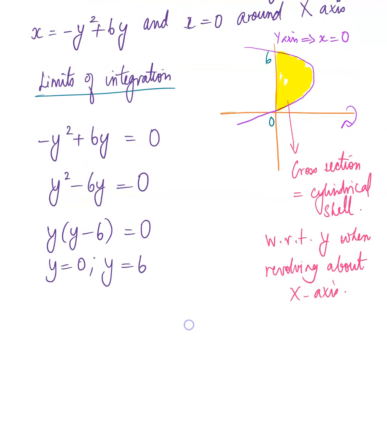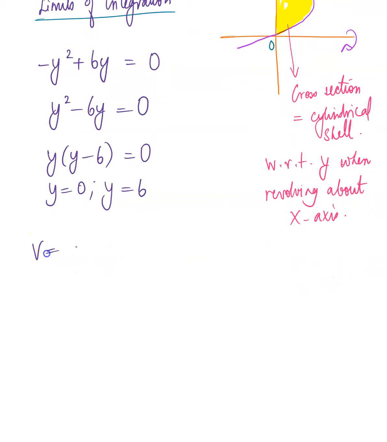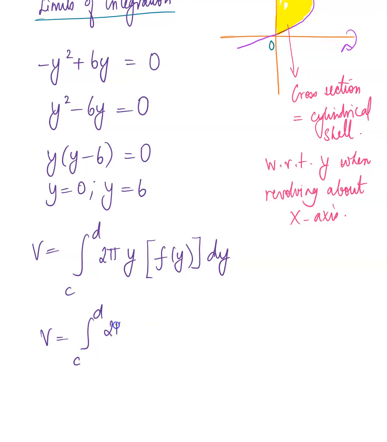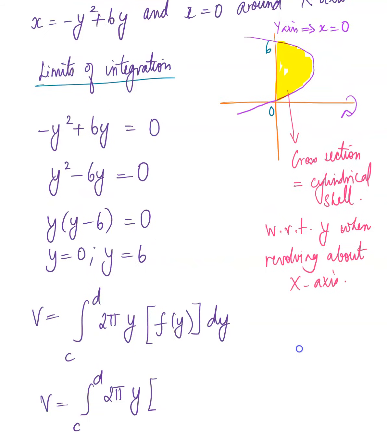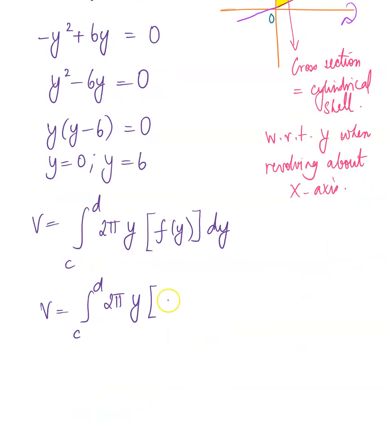That means we will now have the shells going, the volume would be from c to d, 2 pi y f of y dy, right? c to d, 2 pi y. The function is negative y squared plus 6y.